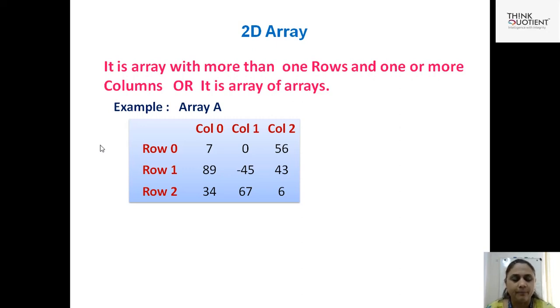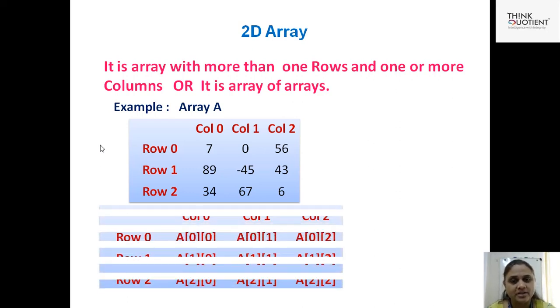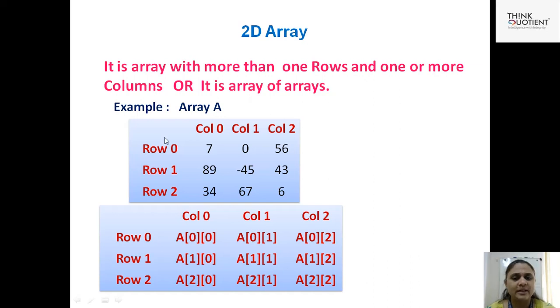If I want to access a particular element from this specific array, I will use both indices of it, that is row index and column index. If I want to access element 7, it is nothing but A of 0 0. It is the element at 0th row and 0th column intersection. Likewise, if I want to access this 0, I would say A of 0 1, A of 0 2 for 56, like that.